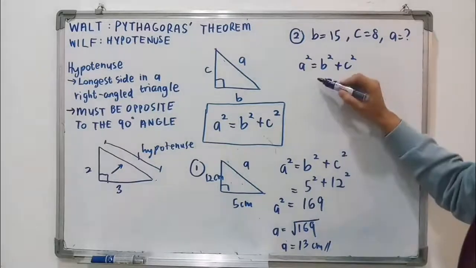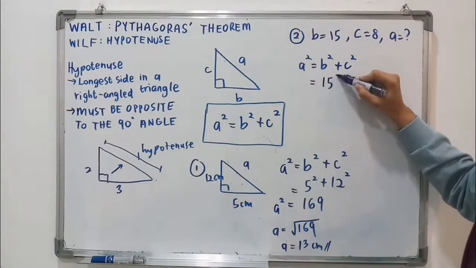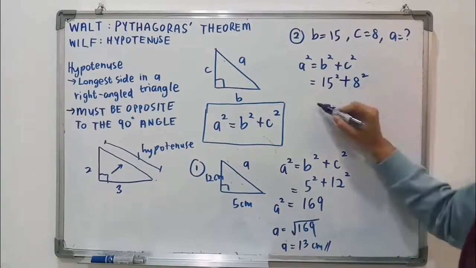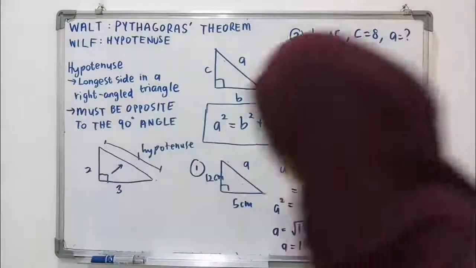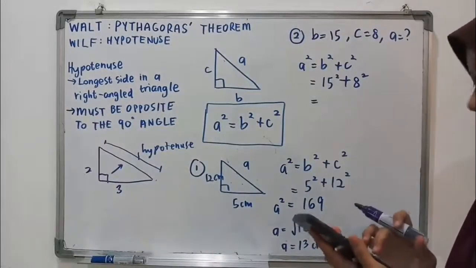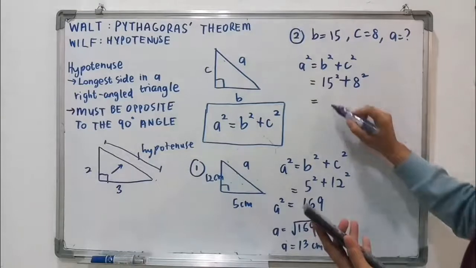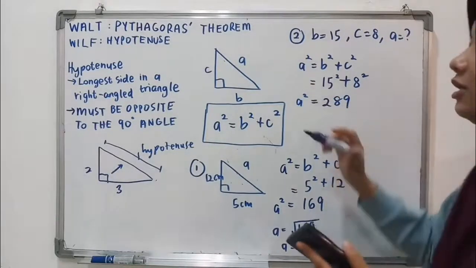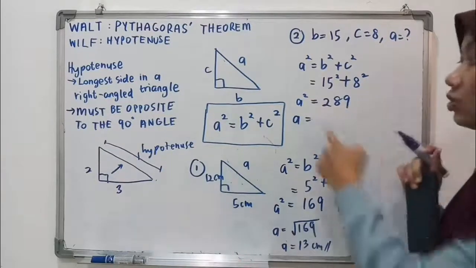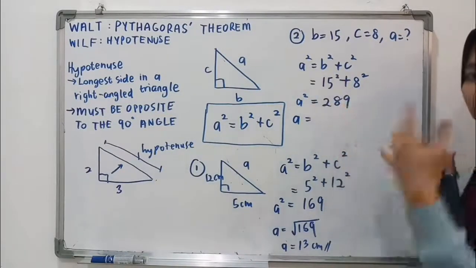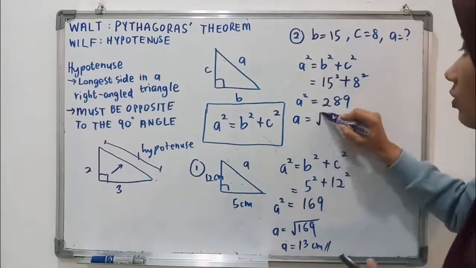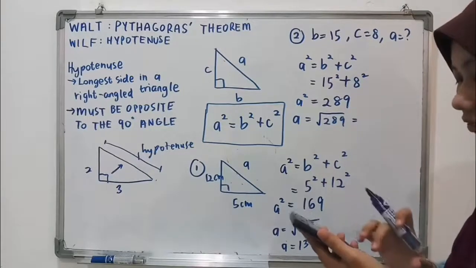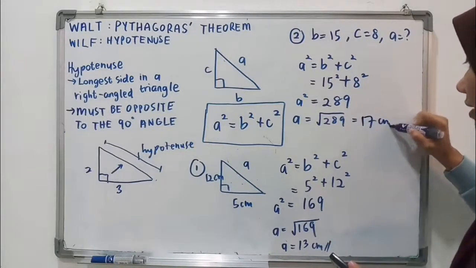Okay, so A square equals 15 square, B is 15, just key in inside, plus 8 square. Okay, so use your calculator. You will get 15 square plus 8 square, you will get 289. But that is A square. I don't want A square, I want A. So use your calculator again. Square cross equal sign becomes square root. So square root of 289, you will get 17 cm. Okay, that's how you do it.